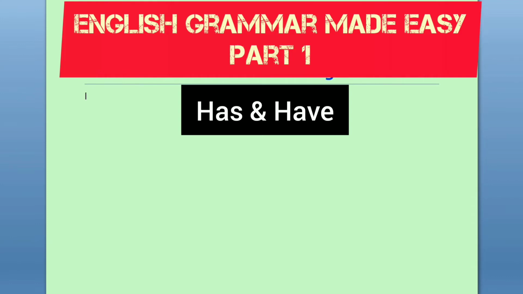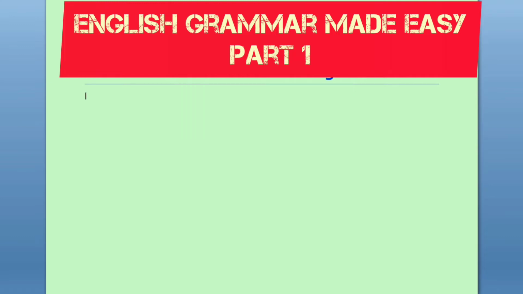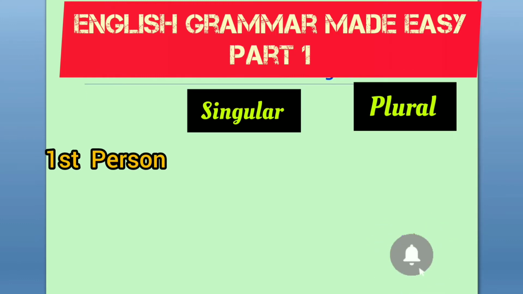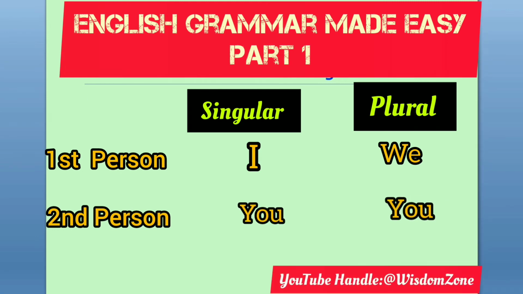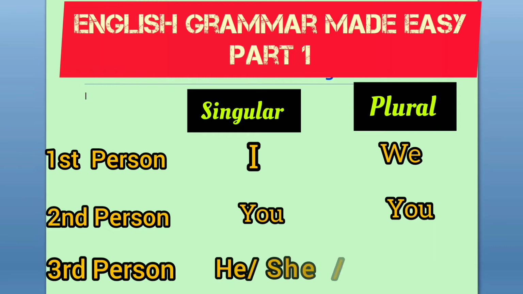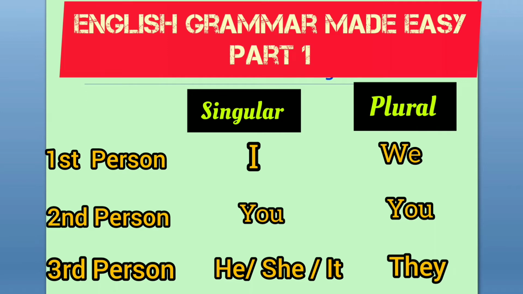Let me show you the first important thing to note here, that we use have primarily in case of first person. Before that, let me show you the table. First person means I, that is singular, and the plural is we. The second person, as you see on your screen, singular is you, plural is also you. And third person, singular is he, she, or it, and the plural is they. So just remember this table. If you remember, then obviously you won't get confused.